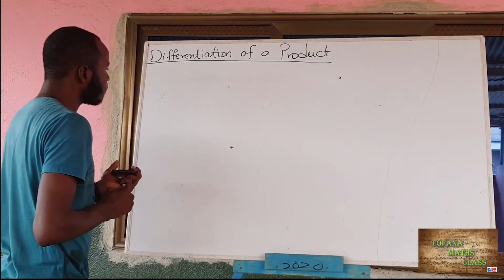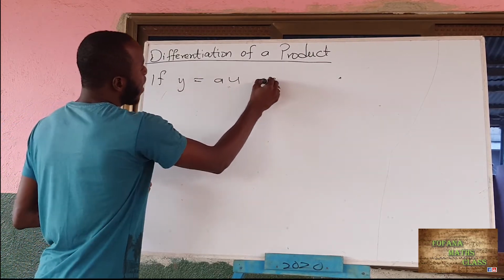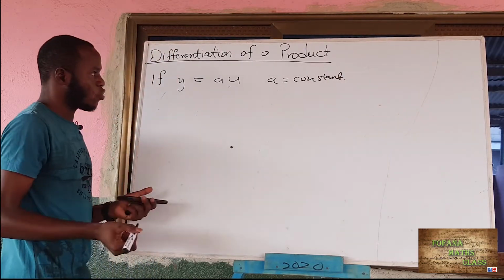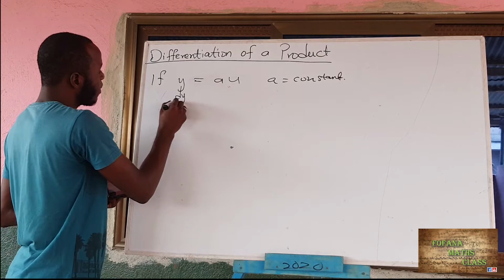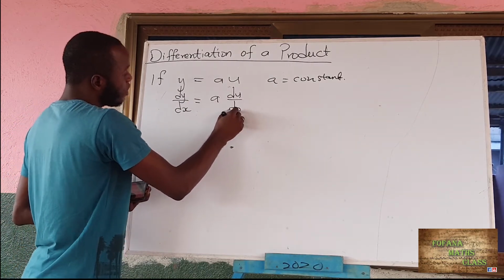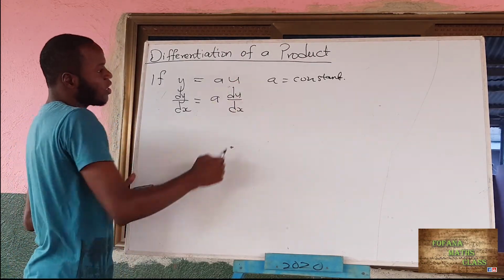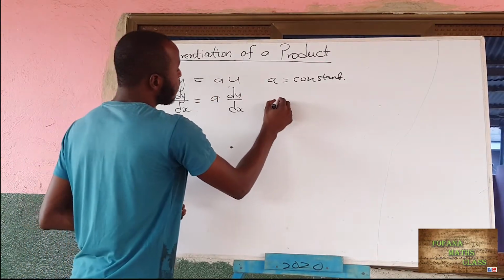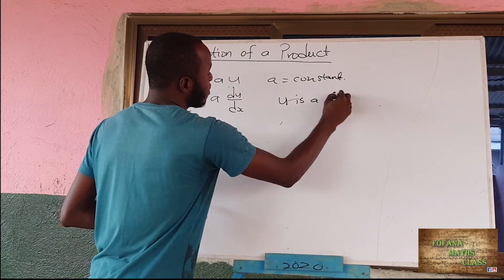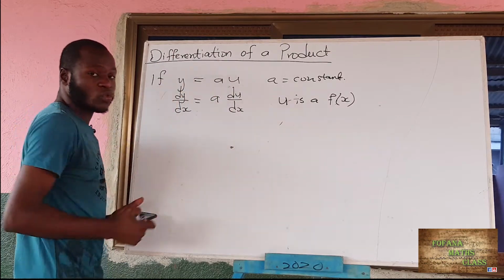If you have y equal to au, where a is a constant, we know that dy/dx of this expression will be a du/dx. So the constant stays, then you differentiate the function. u is a function of x, so you differentiate u, and this is what you will obtain.